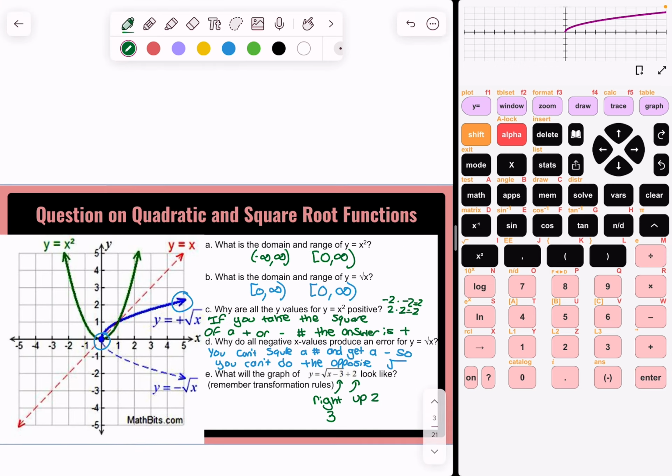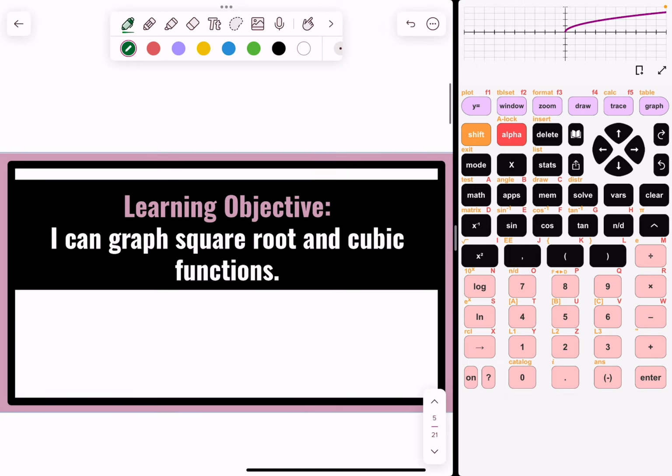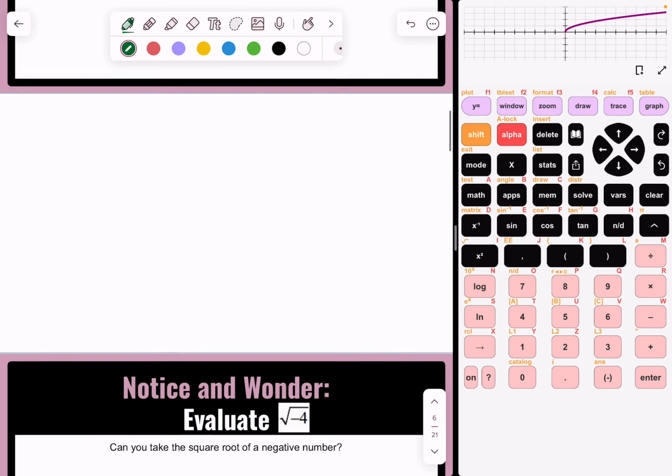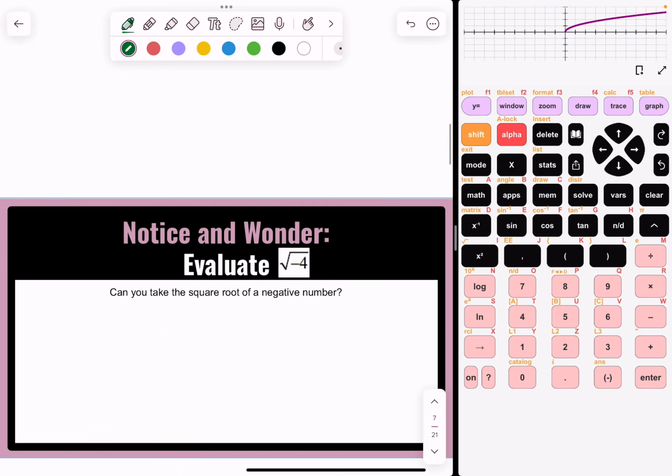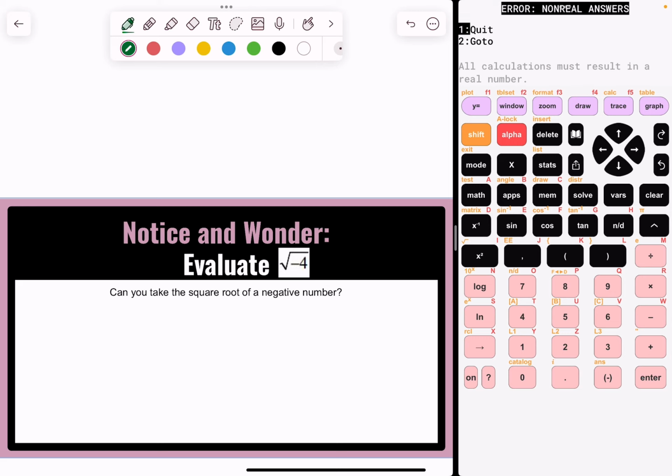Perfect. Alrighty. So now, today, we are going to graph a few different things, but we're really going to focus on graphing square root functions and cubic functions. All right. So notice and wonder, evaluate the square root of x squared. Let's try this in our calculator. That gives us an error. So, why is that? Can you take the square root of a negative number?